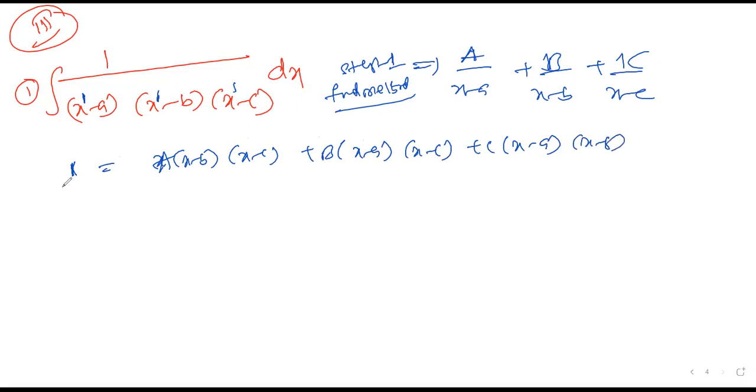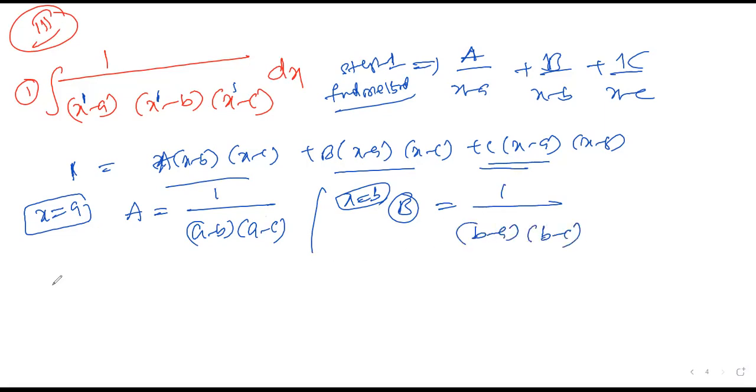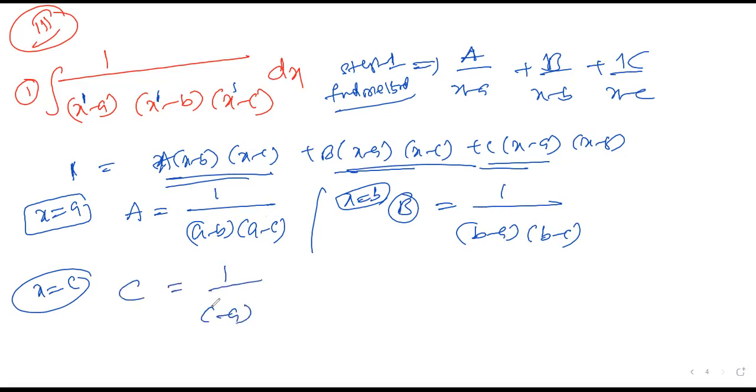Then for finding the values, the logic is very simple. Take x equal to a. Once x is equal to a, the other terms are gone and we get the value of A: 1 by a minus b into a minus c. Then take x equal to b, you get the value of B because the others are gone: 1 by b minus a into b minus c. If we take x equal to c, we get the value of C: 1 by c minus a into c minus b.